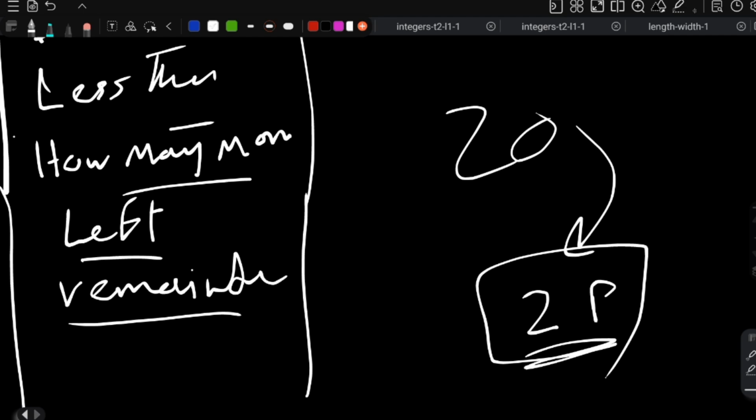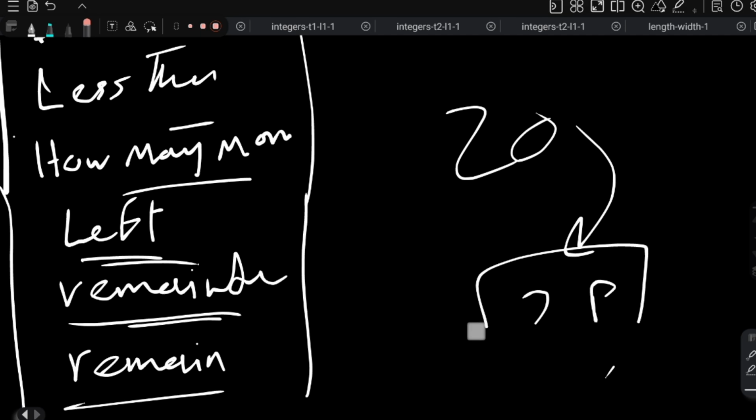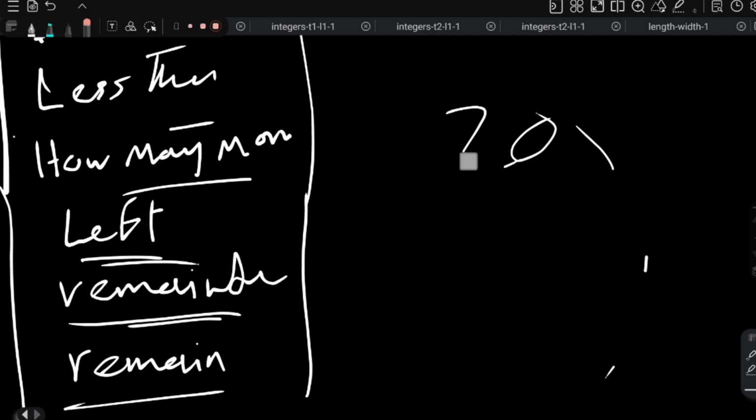Okay, so remainder or remains. Remain, remainder, left have the same meaning. Okay, so let's go to the next operation, and this operation will be multiplication.